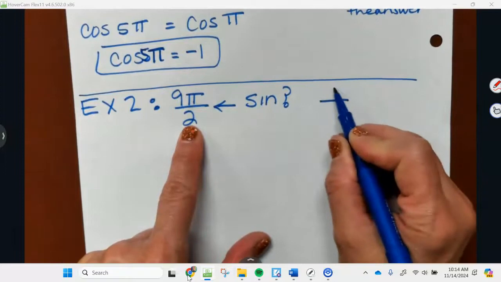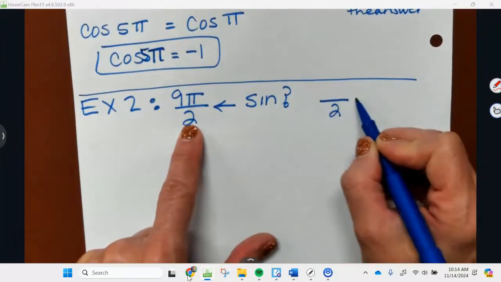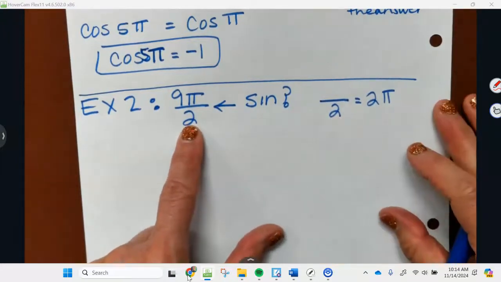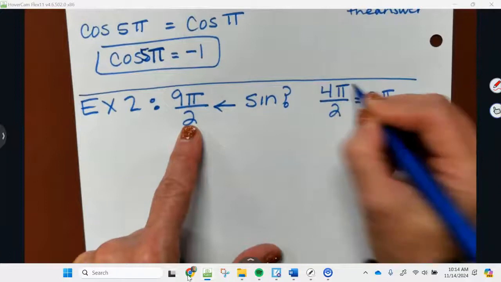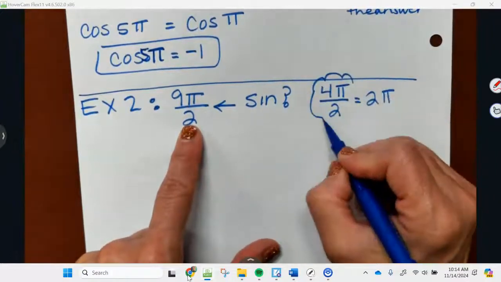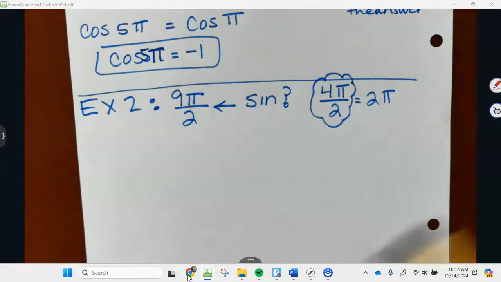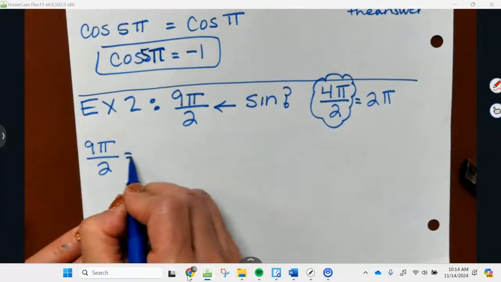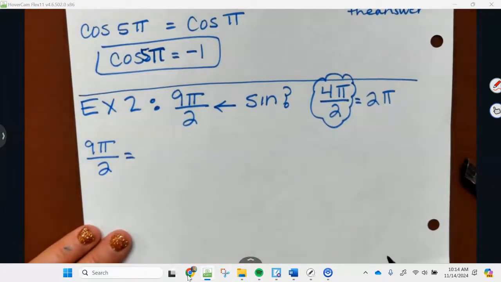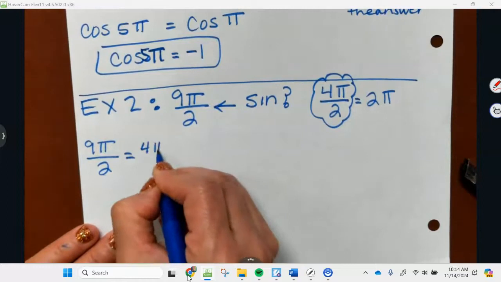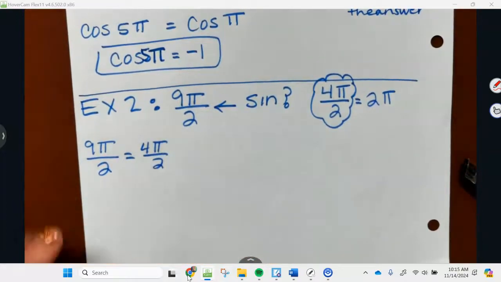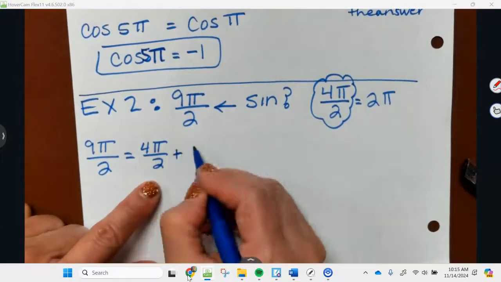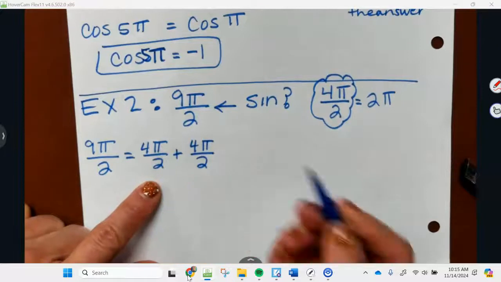So what up here divided by 2 equals 2 pi? What goes up here? That's right. So we're still adding increments of 2 pi, but we're using the common denominator. Let's build our equation. Let's write 9 pi over 2 equals, and let's start building it. So write 4 pi over 2. 9 does not equal 4. Let's add another increment. So plus 4 pi over 2.